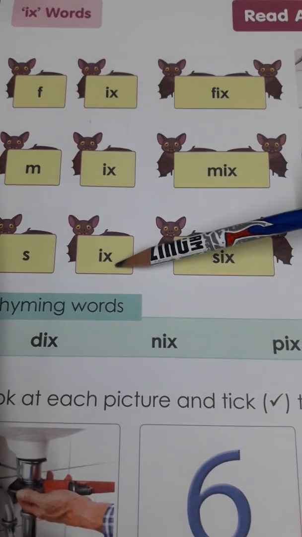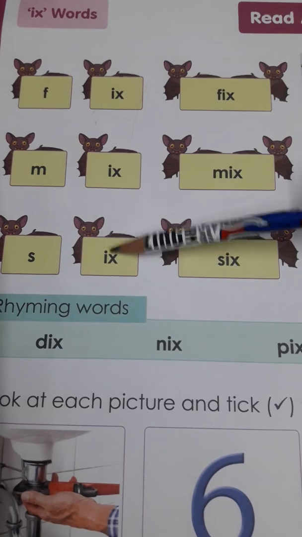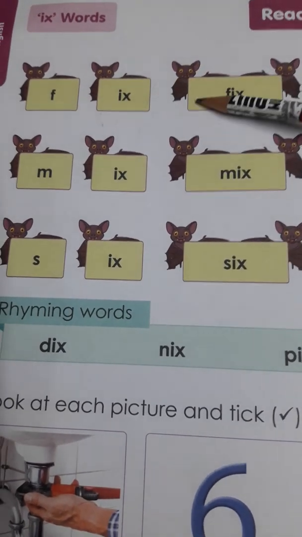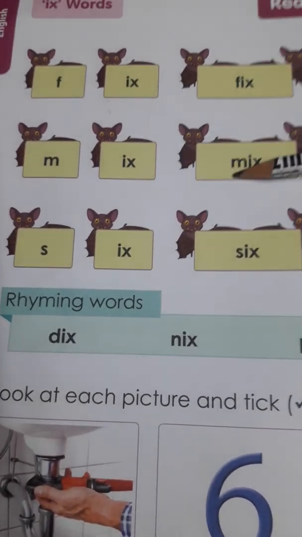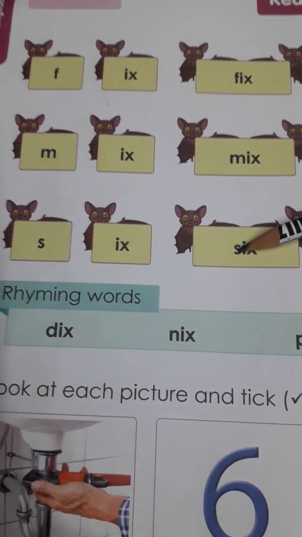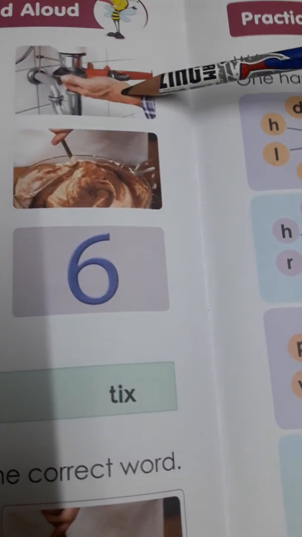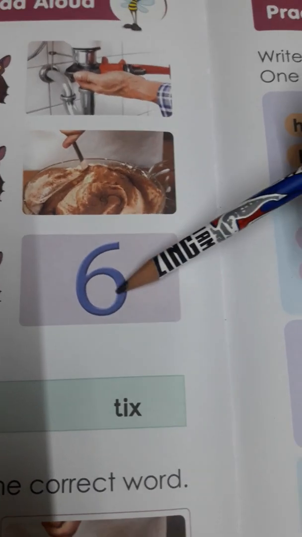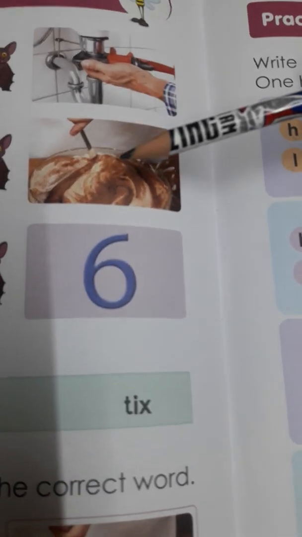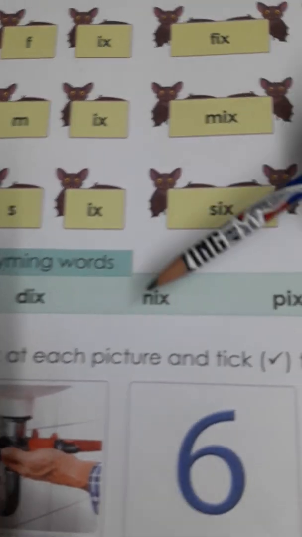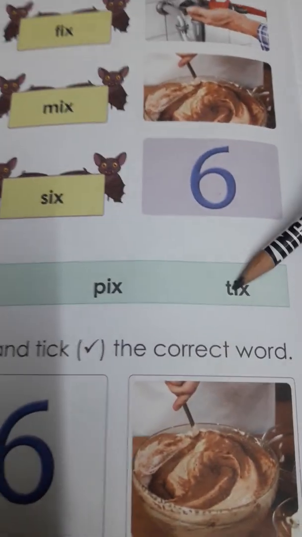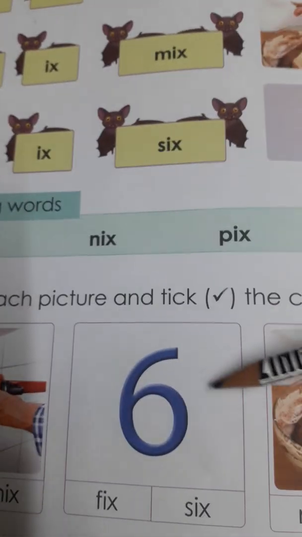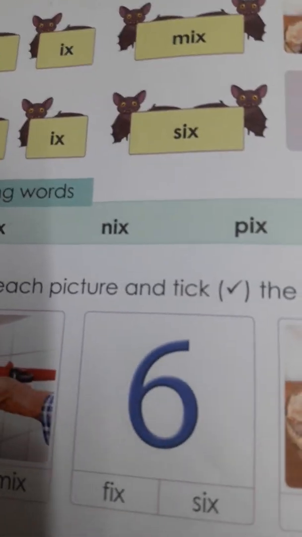And see, these are ix words. I-X. Fa-ix, fix. Ma-ix, mix. Sa-ix, six. Pictures. This is fix, mix, six. And the rhyming words: dicks, nicks, picks, ticks. And this is the activity in which you have to tick the correct word.